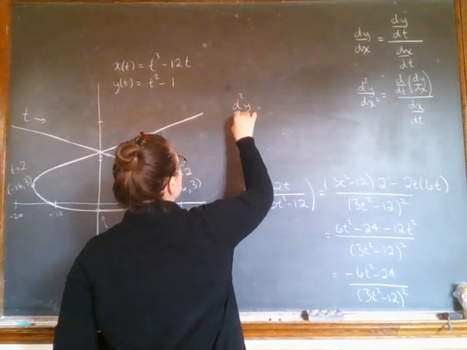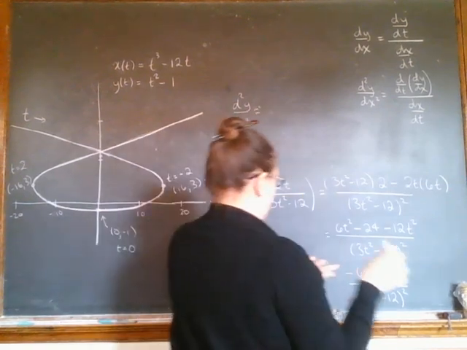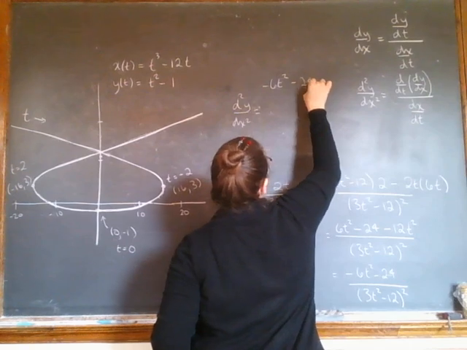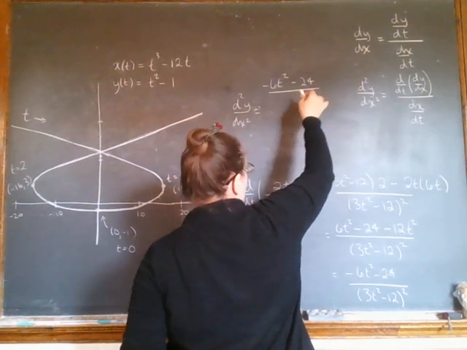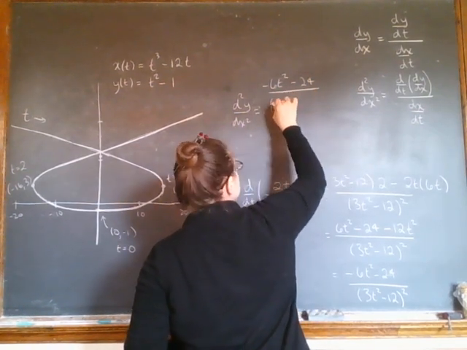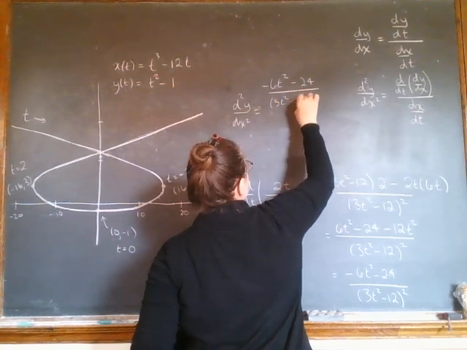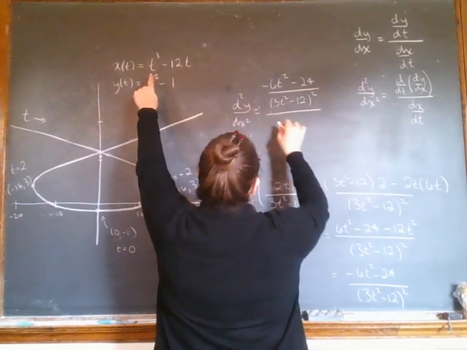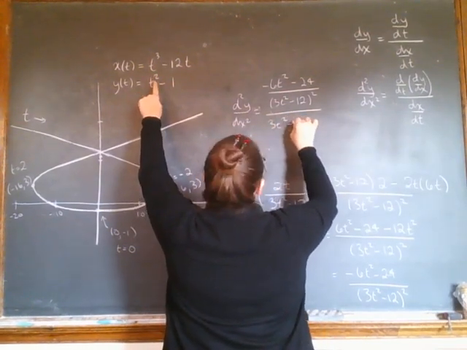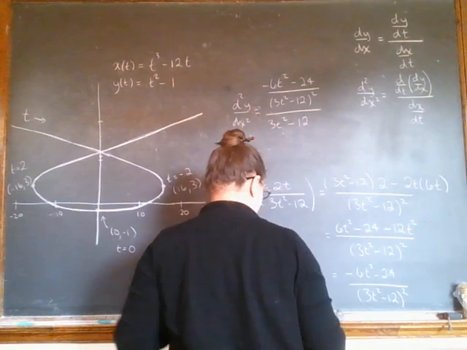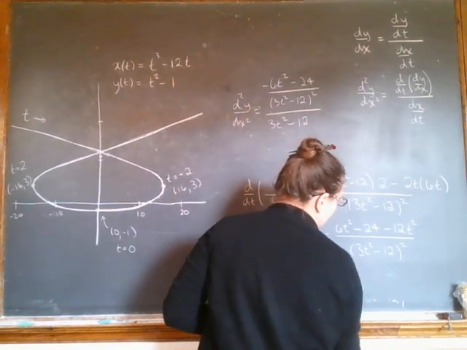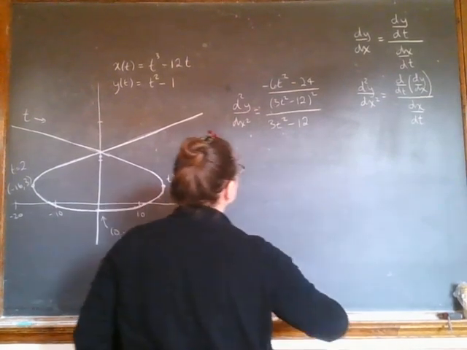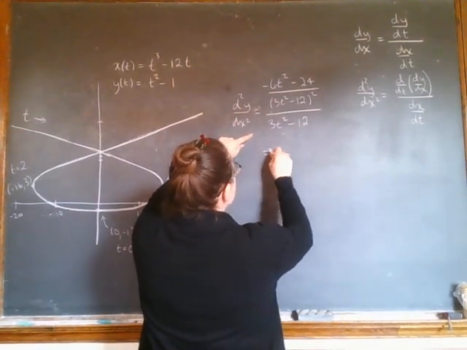d squared y dx squared is this guy, which is the time derivative of dy dx, divided by dx dt, which is going to be another 3t squared minus 12. Okay? Then get rid of this. Clean this up. These two combine.